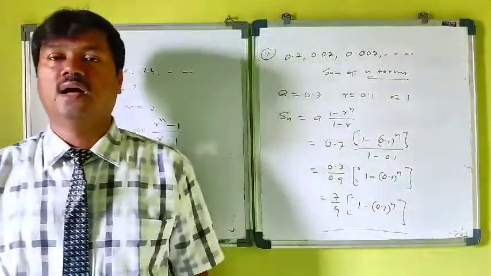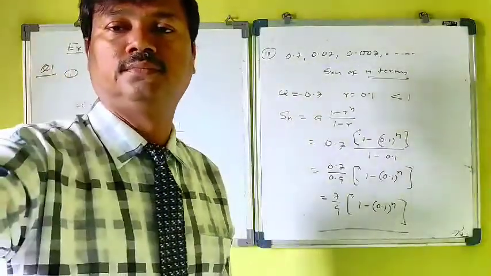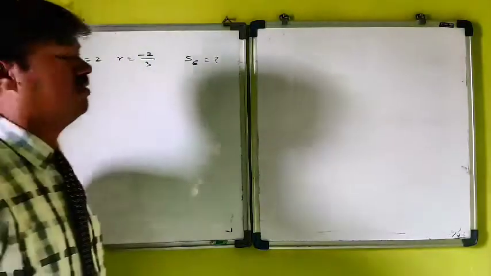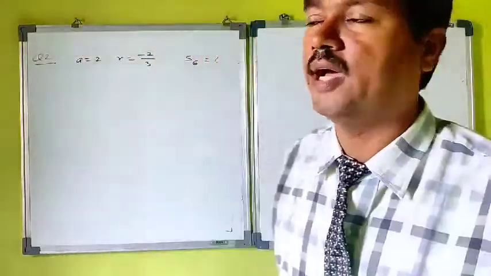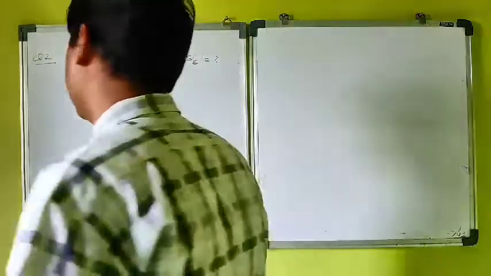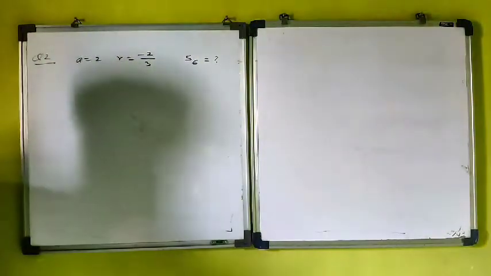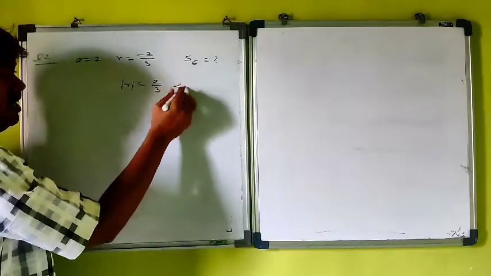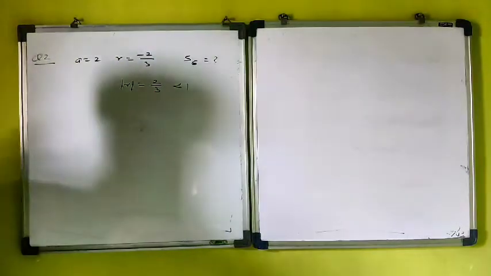So this is the answer for this sum. Yes, the next question number 2: a is given as 2, r is given as minus 2 by 3. And then what is the sum of the first 6 terms in the geometric progression? So we use the formula S of n. And here we look at the mod of r, which is 2 by 3, less than 1. So we will use that formula.